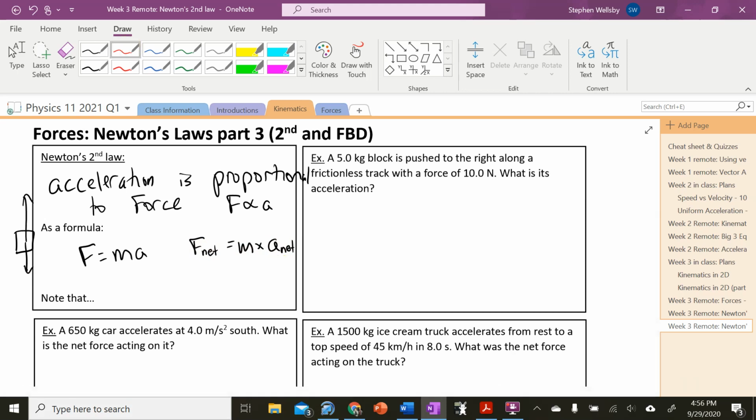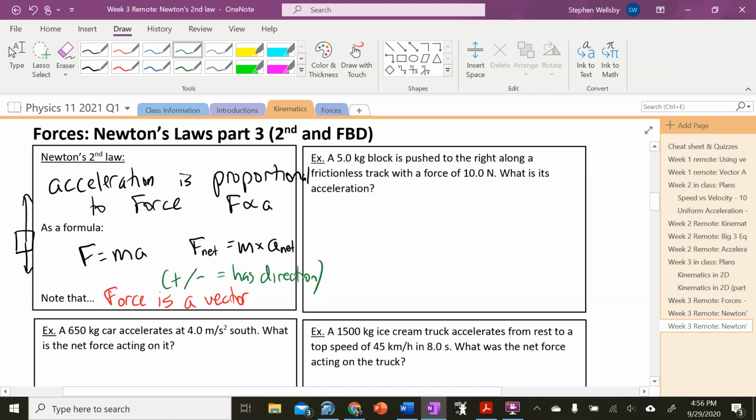It is important to note that force is a vector. So we need to take into consideration the direction, or positive and negative. So positive or negative has direction. We're thinking about it in those terms.